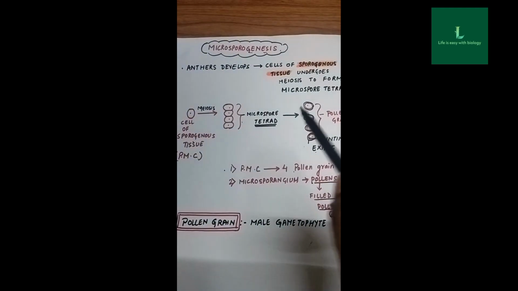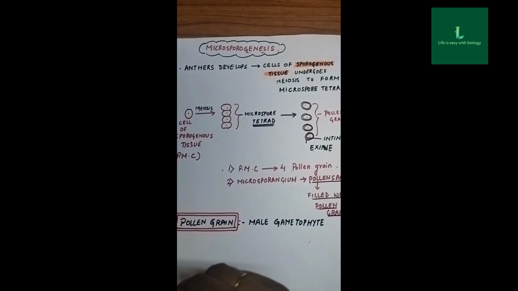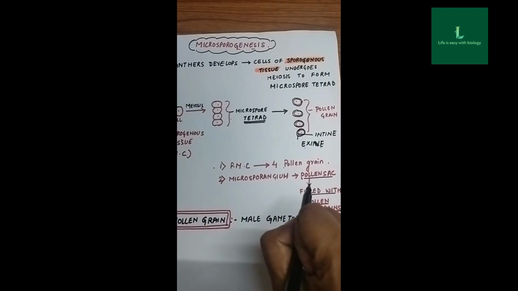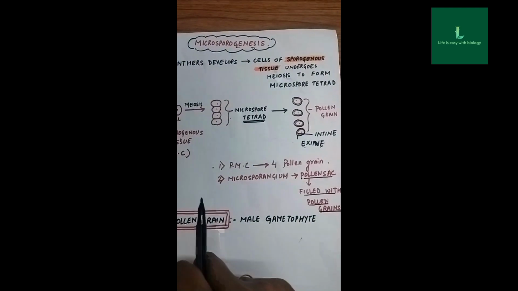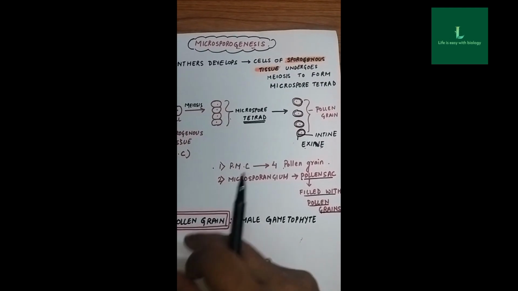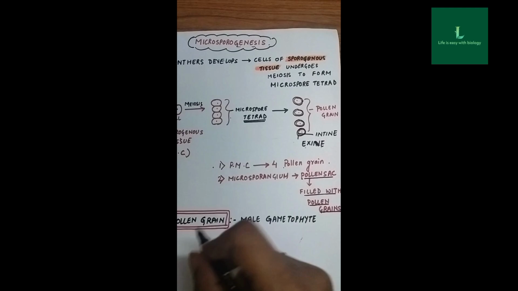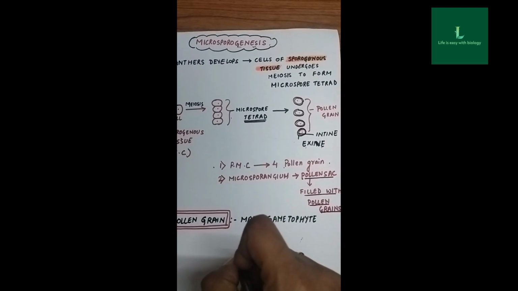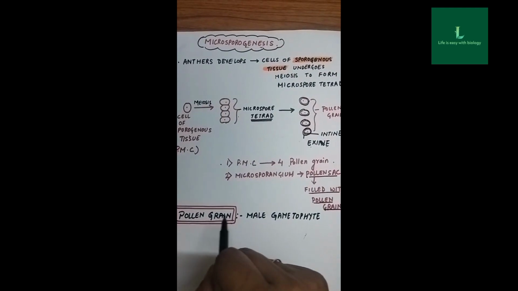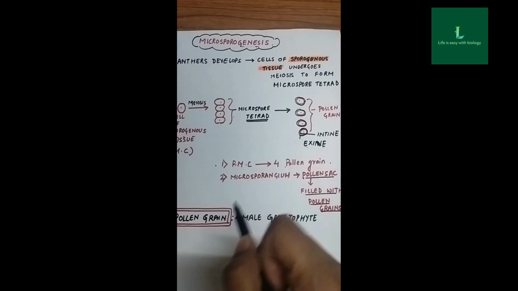And this microsporangium, which we have seen, the theca changing to the microsporangium, forms the pollen sac. Since at the central region of the microsporangium, sporogenous tissues are present which will form pollen grains, the pollen sacs are filled with thousands of pollen grains. Right? We will deal with the pollen grain, the male gametophyte, in my next video.